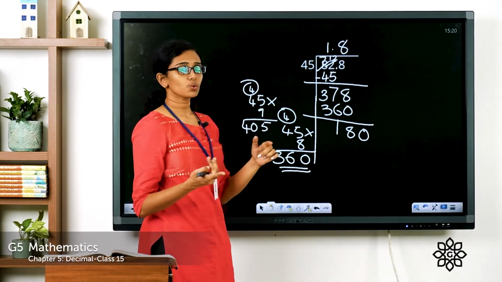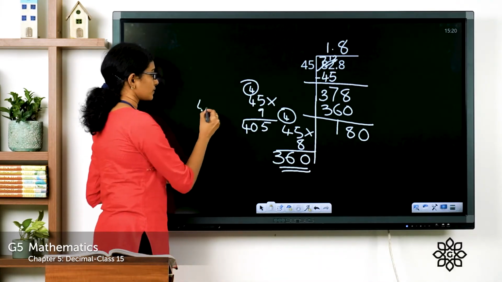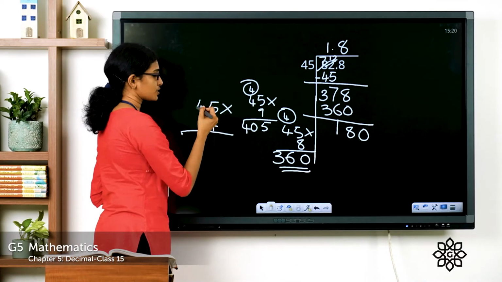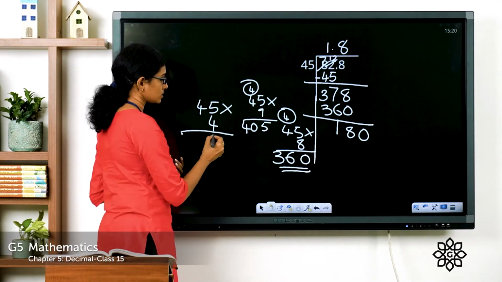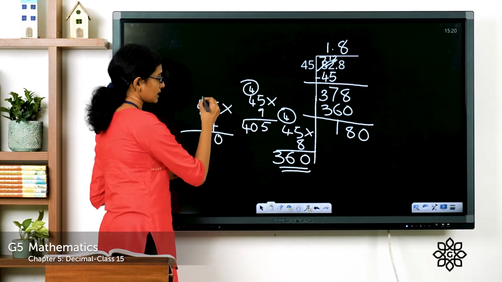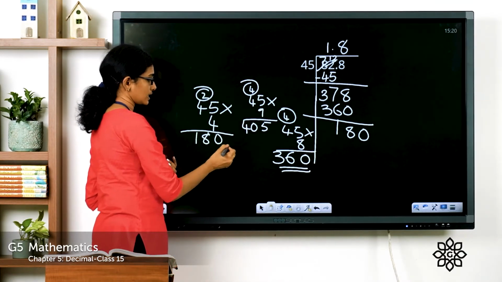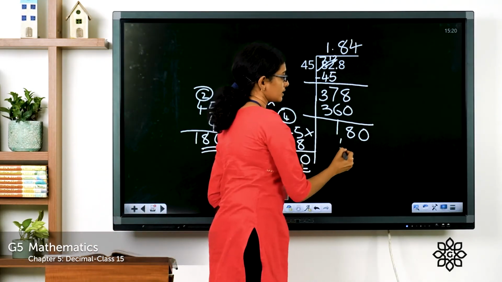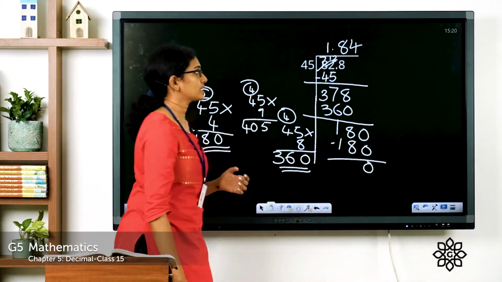So 45 twos are 90. So let's check what are 45 fours. 45 fours should be the double of 45 twos, right? So let's check 45 fours. So that is 4 fives are 20, a carry over 2. 4 fours are 16 plus 2, 18. Yes, there we got the answer. 45 fours are 180. Let's subtract the numbers and we get the remainder 0.